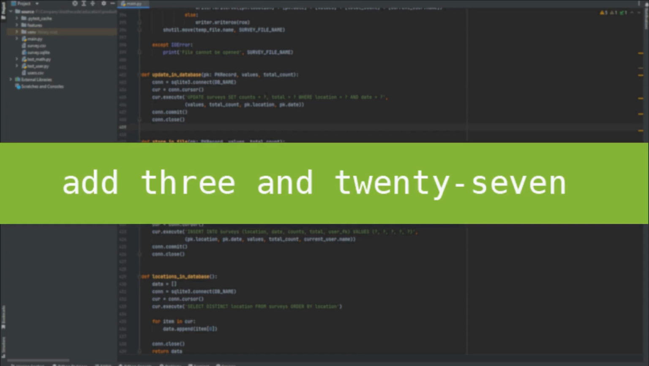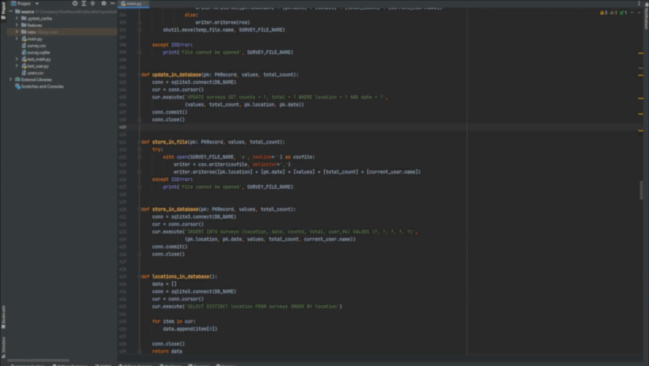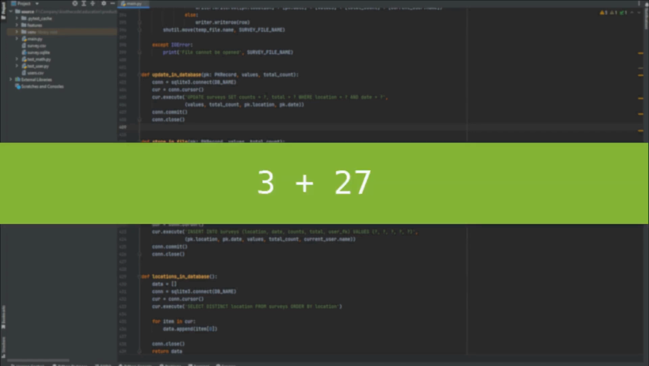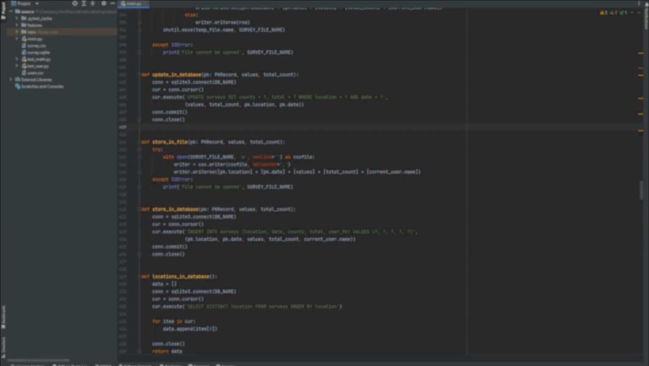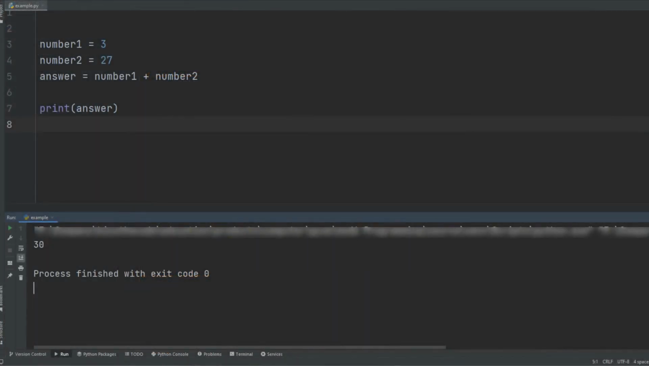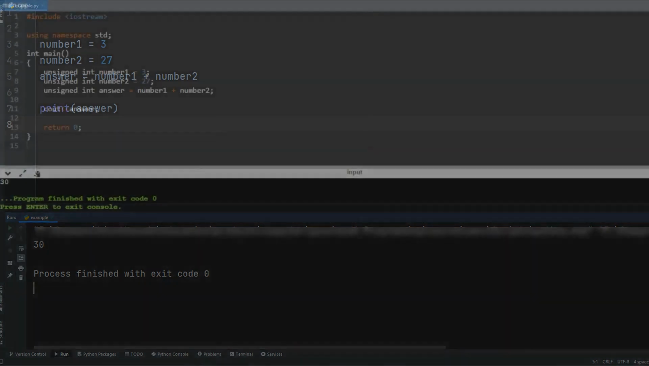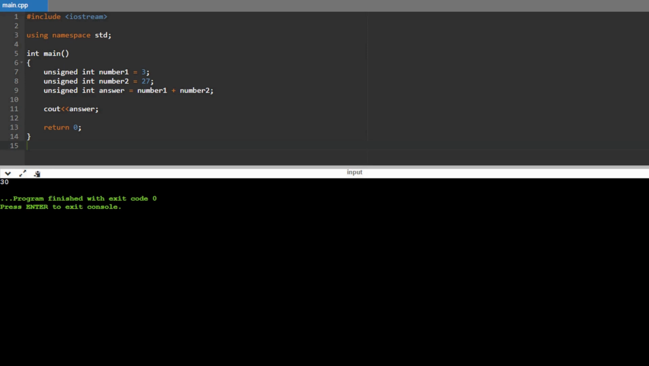If I said to you, add together the numbers 3 and 27, you could do it easily. But for a computer to add two numbers together, we have to tell it what type those numbers are. For example, whole numbers for 3 and 27, or real numbers for 3.0 and 27.0. We do this in a programming language. In some languages, such as Python, it can infer the type of data, whereas in others like C++, we have to be more specific.